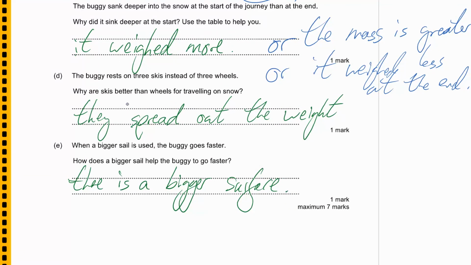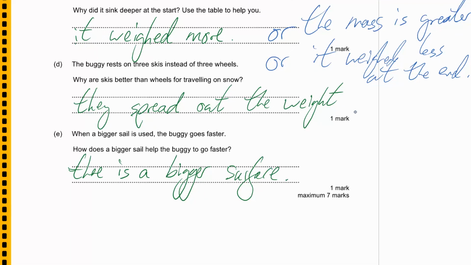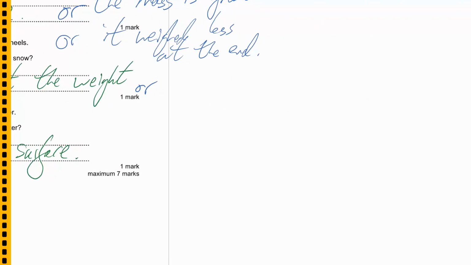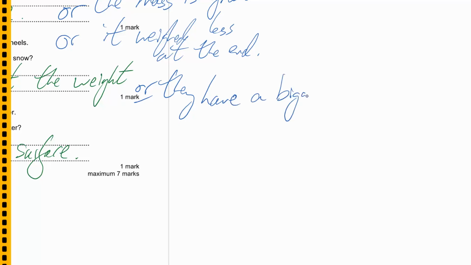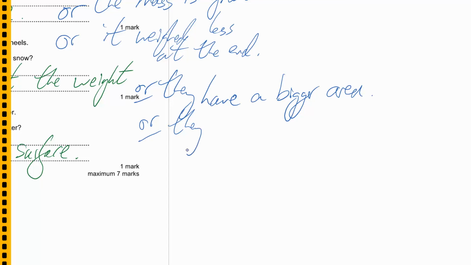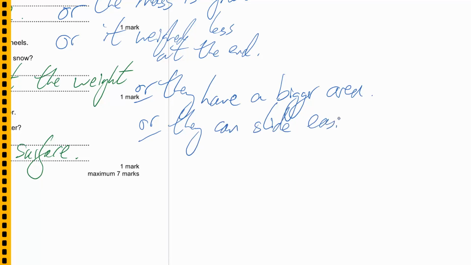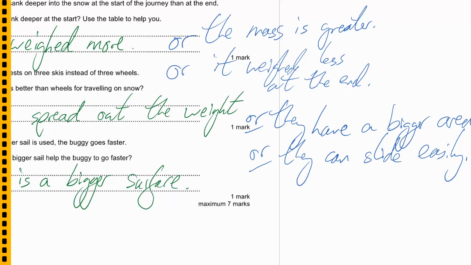Next question. Why are the skis better than wheels for traveling on snow? They spread out the weight. You could have also said they have a bigger area, or they can slide easily.